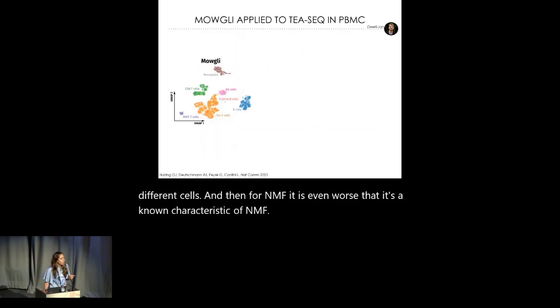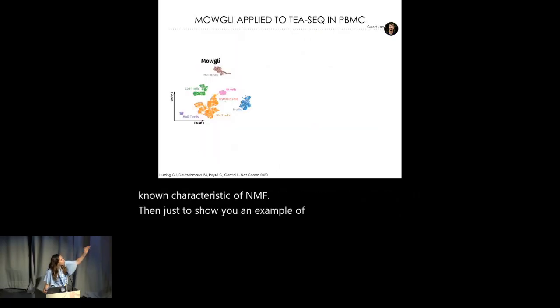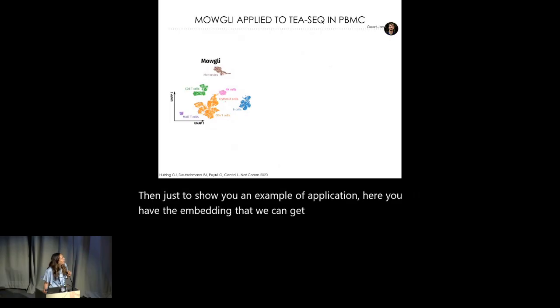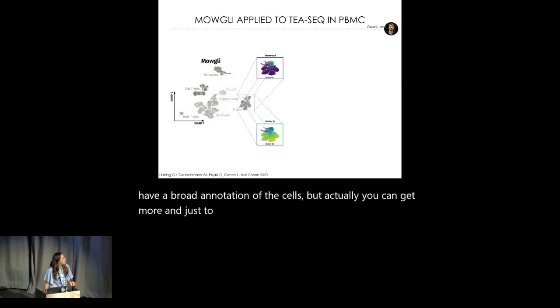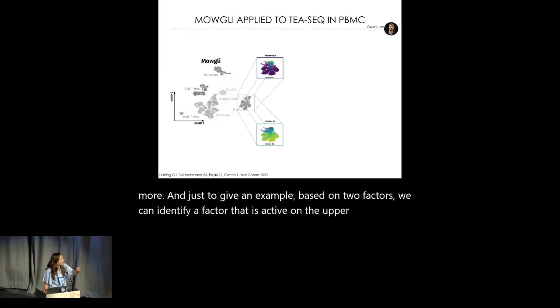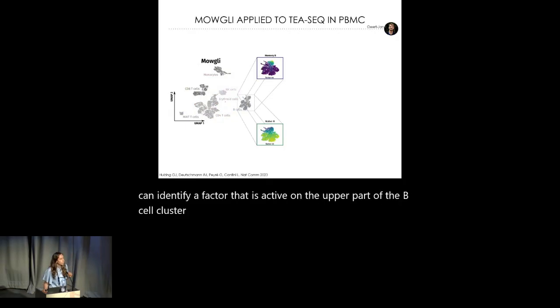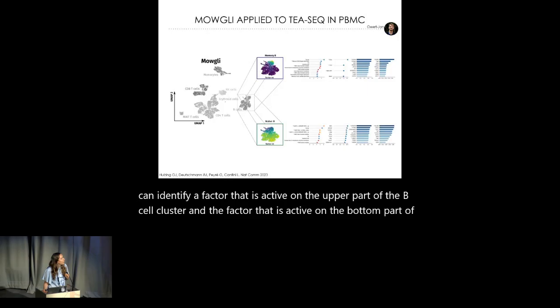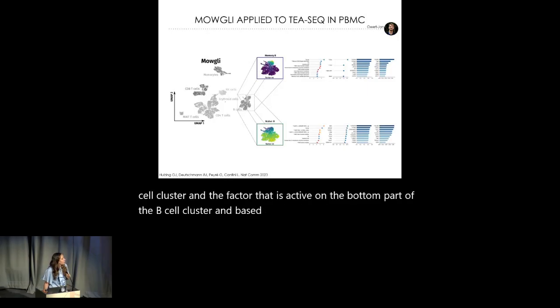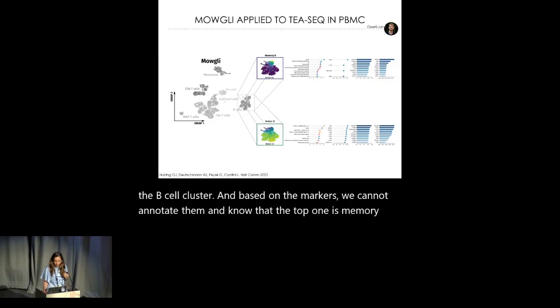Then just to show you an example of application, here you have the embedding that we can get with Mowgli. And you have a broad annotation of the cells, but actually you can get more. And just to give you an example, based on 2 factors, we can identify a factor that is active on the upper part of the B cell cluster and a factor that is active on the bottom part of the B cell cluster. And based on the markers, we can annotate them and know that the top 1 is memory B cells and the bottom 1 is naive B cells.